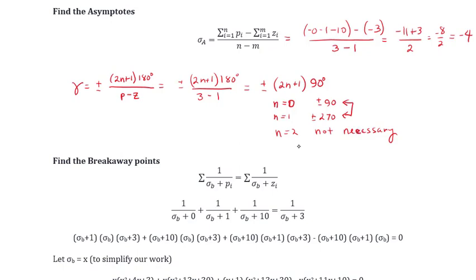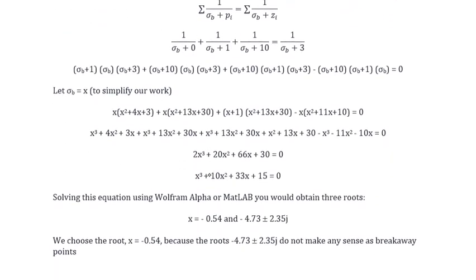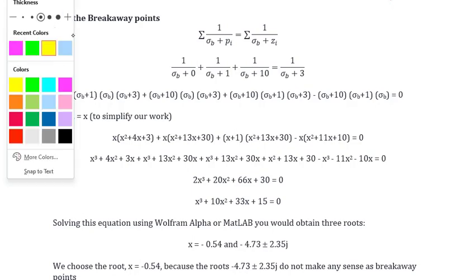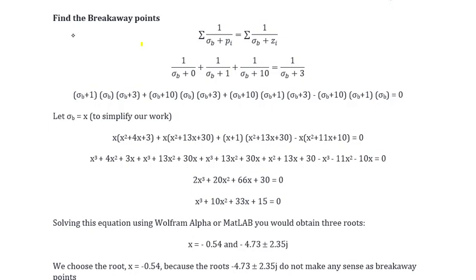Oops, that was a C and this is an E. Okay, so now the breakaway points. I went ahead and just did this for you. I didn't feel like this was really that necessary. We've got the general formula here, and then I went ahead and just did it out for the poles and zeros. So you can see here this is sigma b plus each pole, and sigma b plus the zeros, and it's summing each of these up.